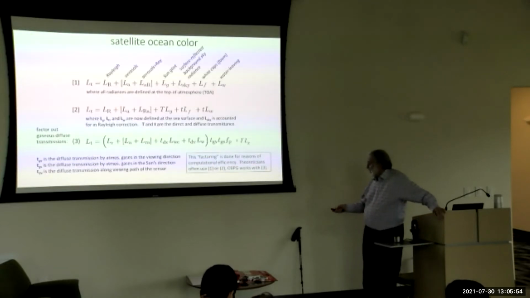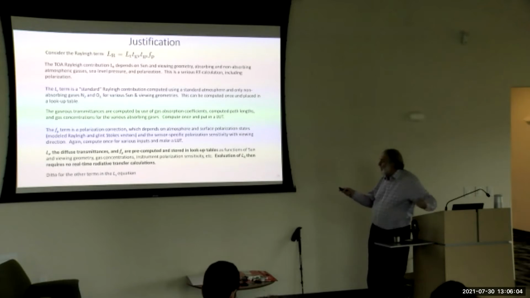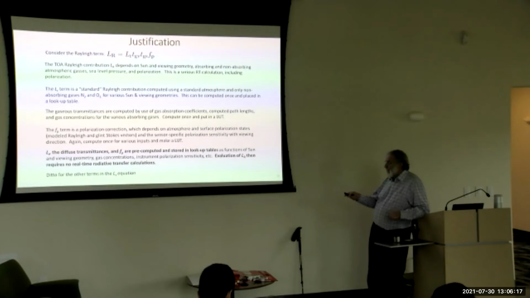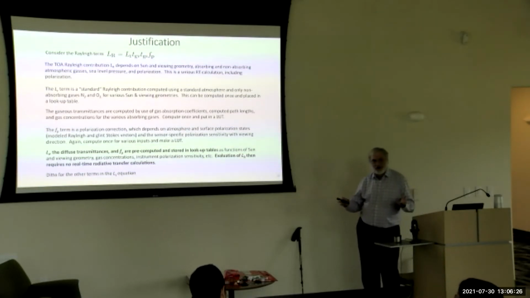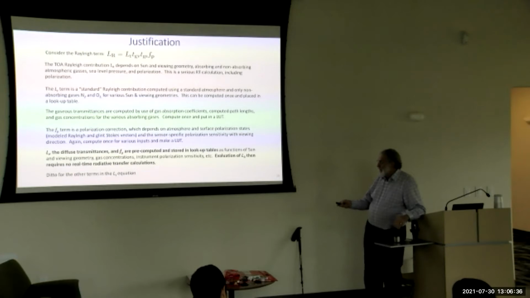So I think I've maybe already said that. If we just consider the Rayleigh term here, it's written as a standard term times a bunch of diffuse transmittances. And so there's that term there. This little L_r, the standard Rayleigh contribution, as I said, was computed with a standard atmosphere. They only use non-absorbing gases, which are nitrogen and oxygen. And then they use various sun and viewing geometries. And that's an enormous calculation using atmospheric radiative transfer codes, including all the polarization and all of that. It probably took like 3 months of supercomputer time to compute that little L_r.